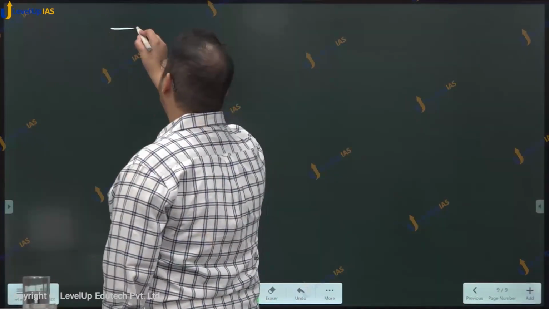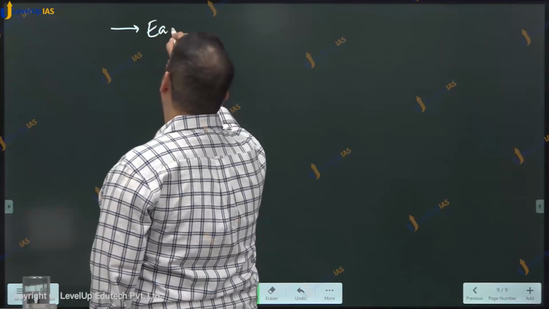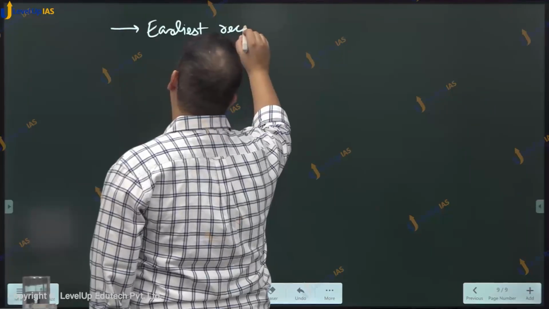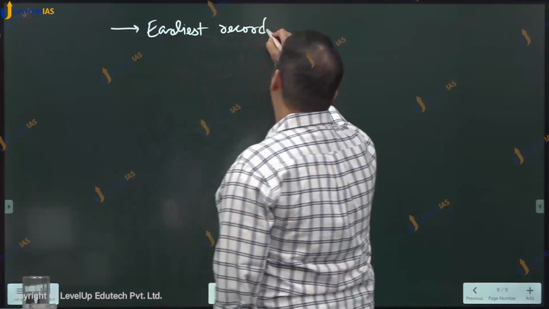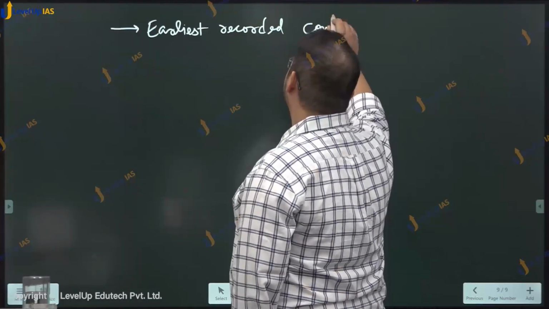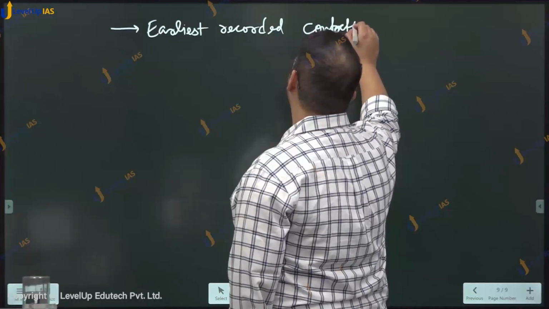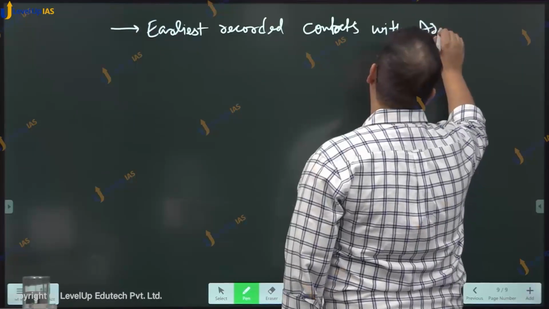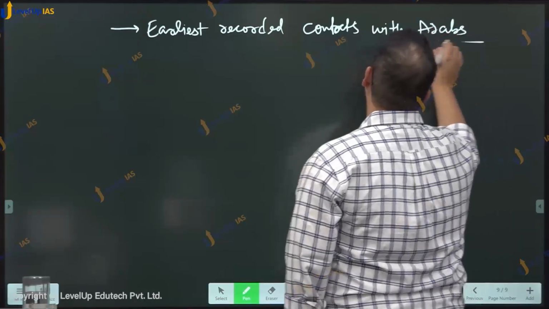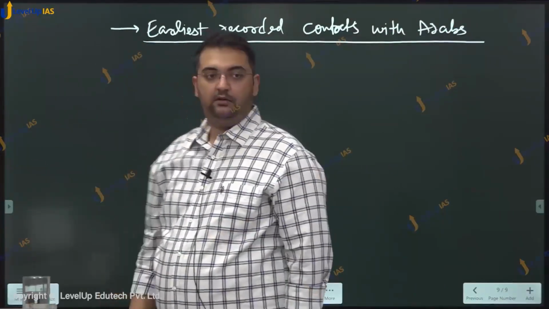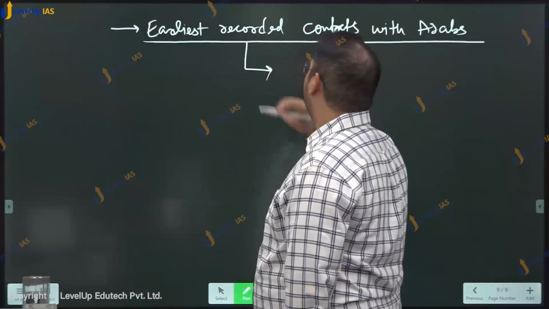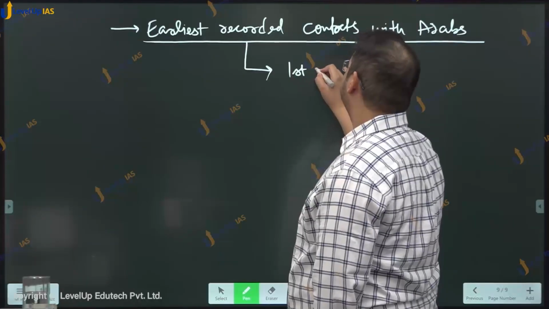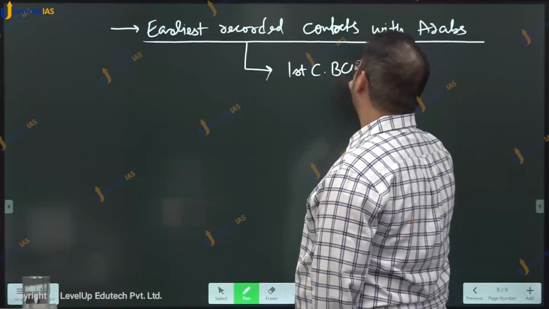The earliest recorded contacts with Arabs can be traced to as far back as the 1st century BCE.